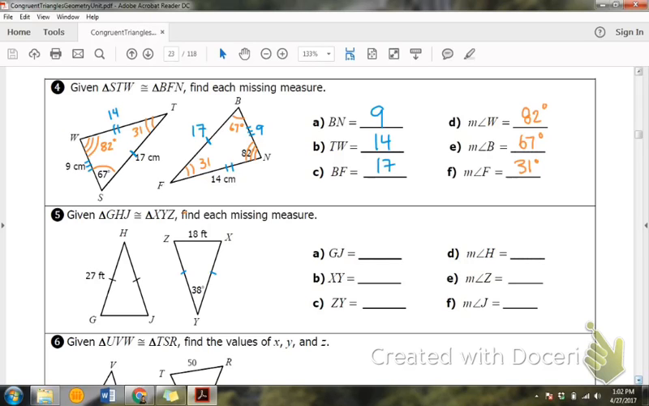So if GH is 27, how much is HJ? 27, which means both the sides on the other triangle are also 27. And then the missing base, GJ, is how much? 18. Now we have to talk about our angles. Which angle matches up with Y? H. So H is also 38.